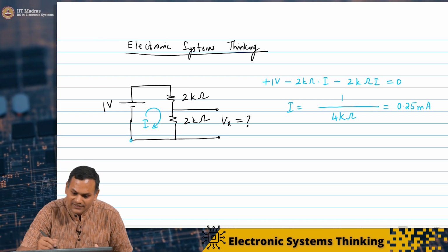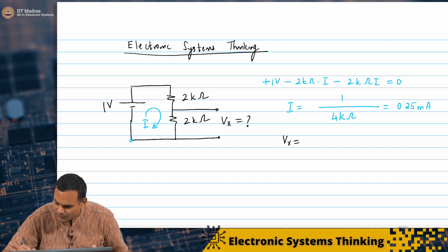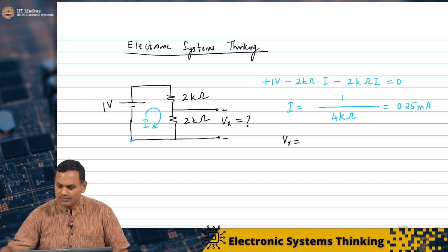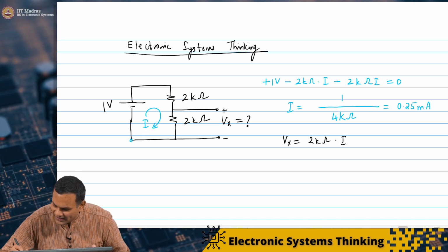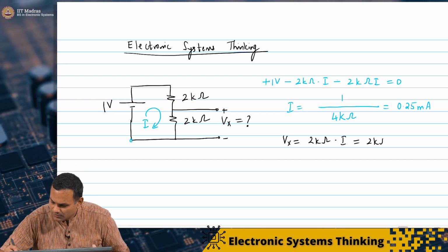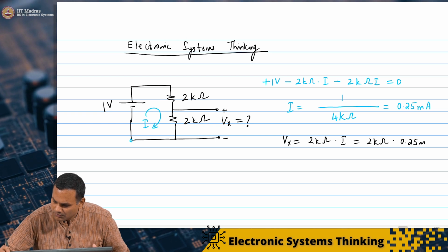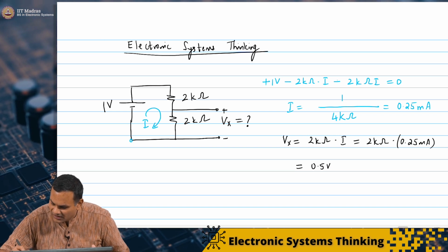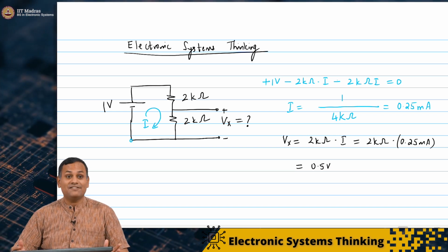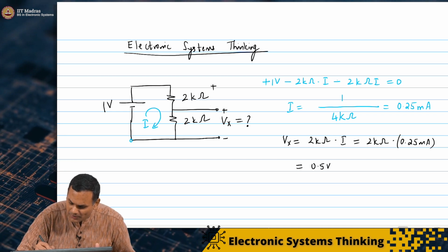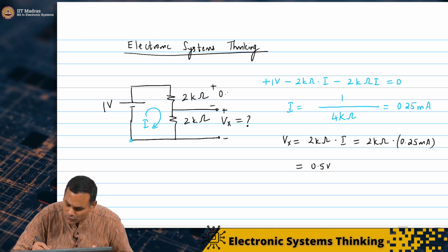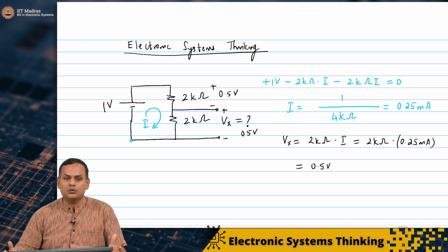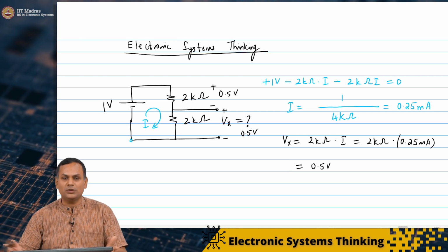What is the value of Vx? Well, Vx is simply 2 kilo ohms times I in this polarity. So, this is 2 kilo ohms times 0.25 milliamperes. So, this is nothing but half a volt. In fact, the voltage drop across the other 2 kilo ohm resistor is also half a volt. And of course, the sum of those two voltages has to be equal to the input battery voltage.